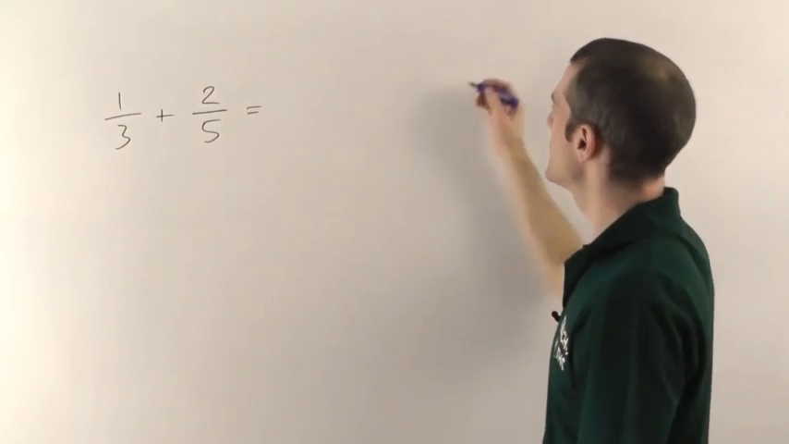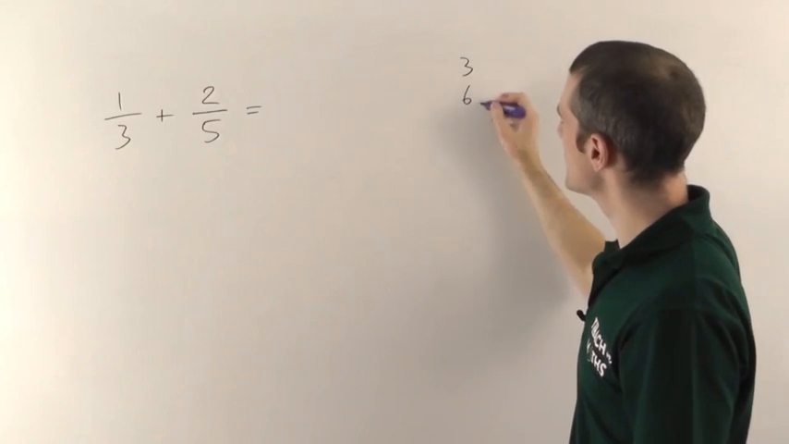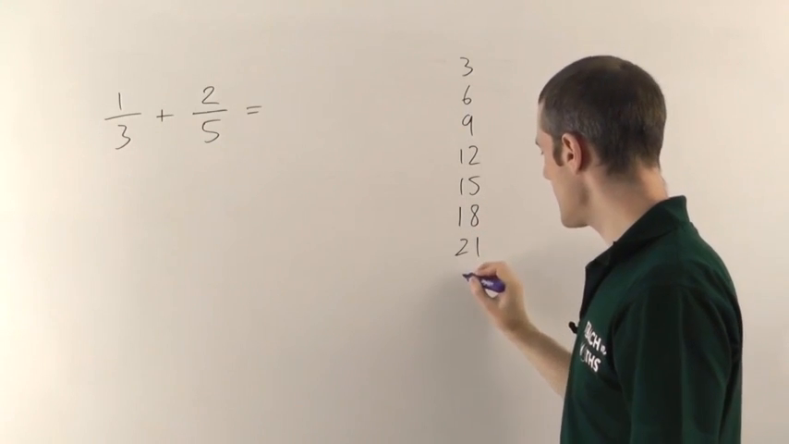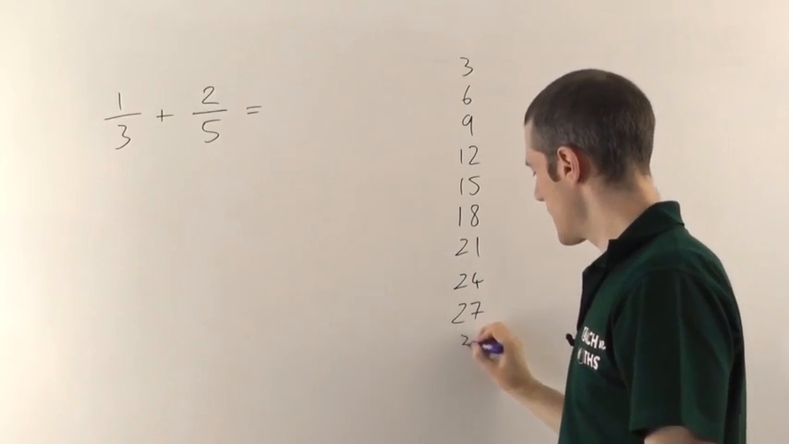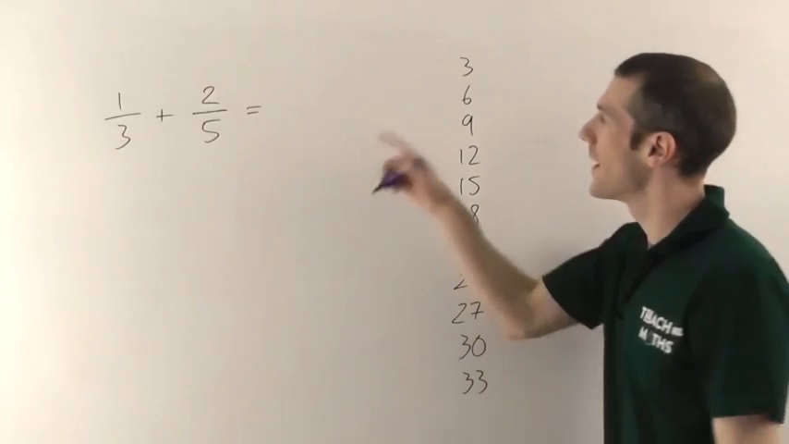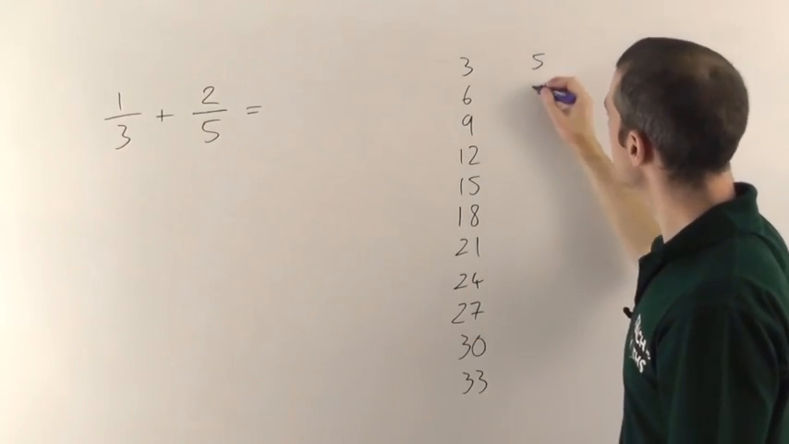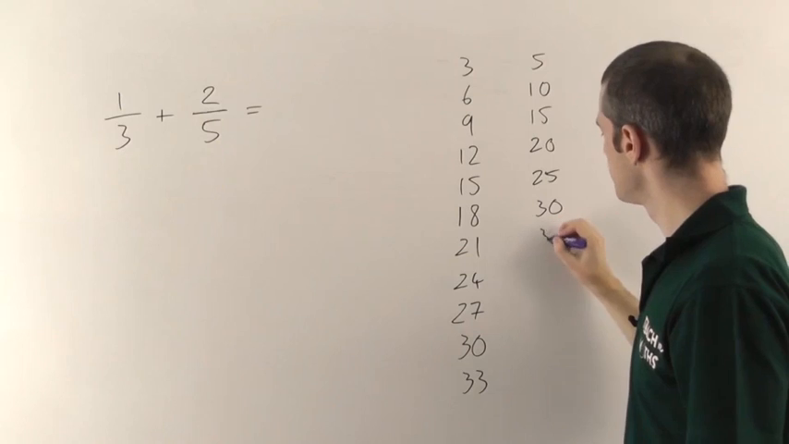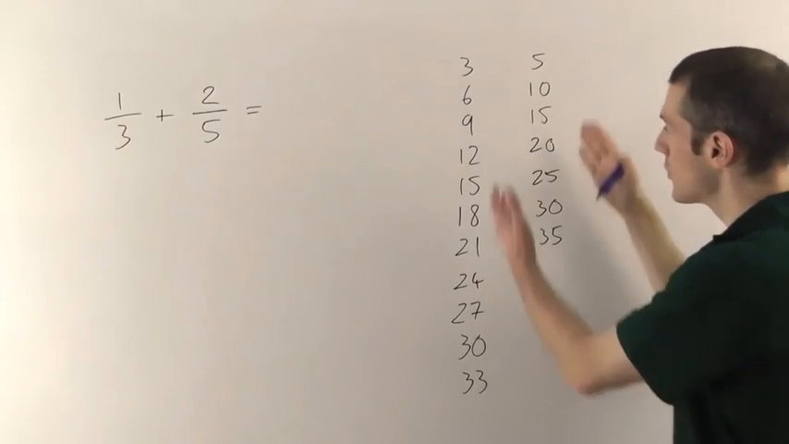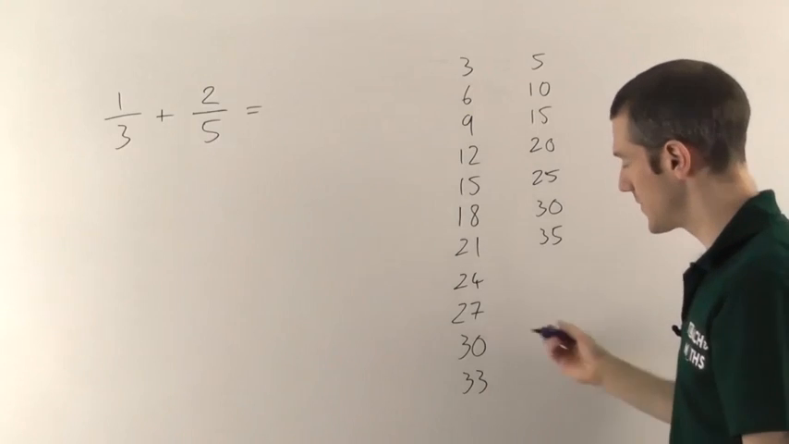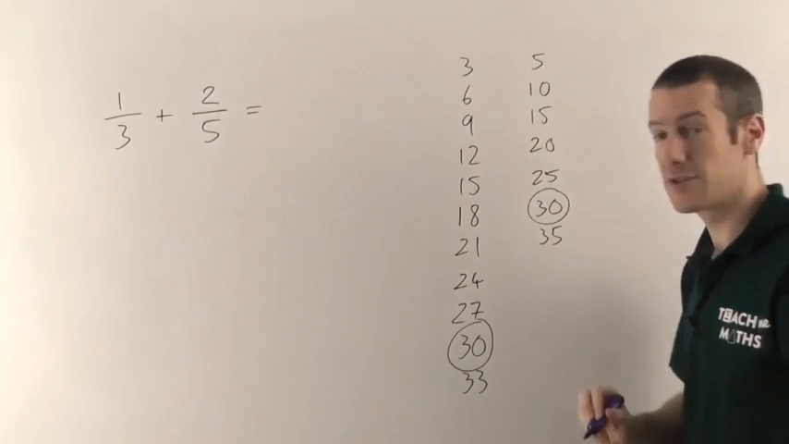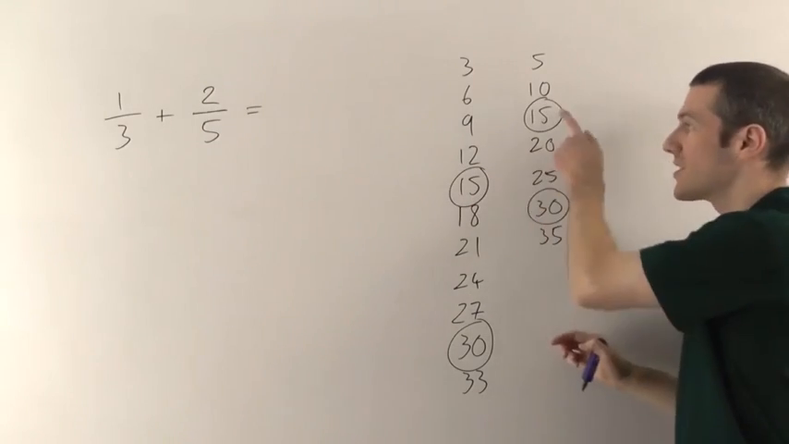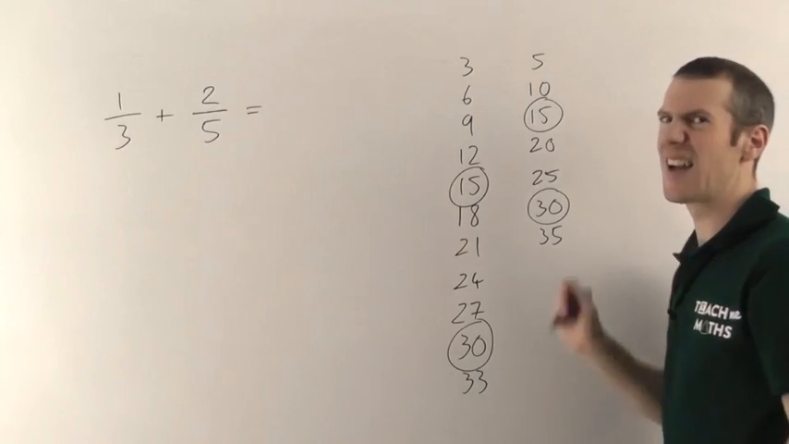If I write out my 3 times table, 1 3 is 3, 2 3s are 6, 3 3s are 9, etc. We'll just keep going. I'm going to go for quite a while here just to make a point. That'll do. And then the 5 times table, 1 5 is 5, 2 5s are 10, etc. Okay, so you're looking for numbers that are in both times tables. So 30 is in both times tables, but so is 15. And when you're doing this, you want the smallest number that's in both times tables. I'll explain why a little bit later.